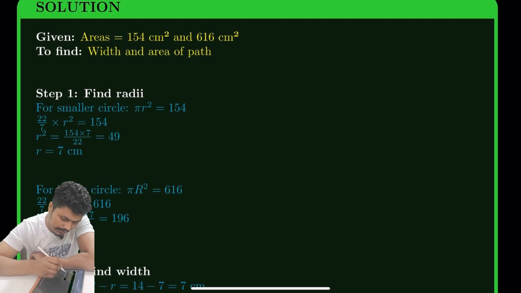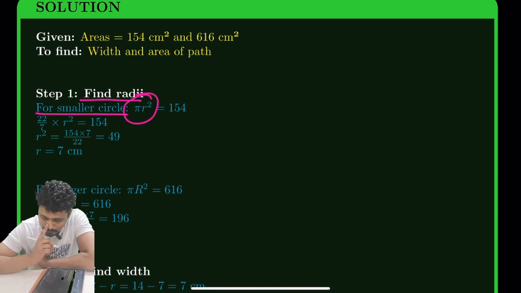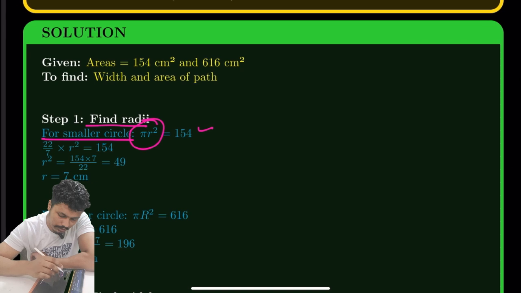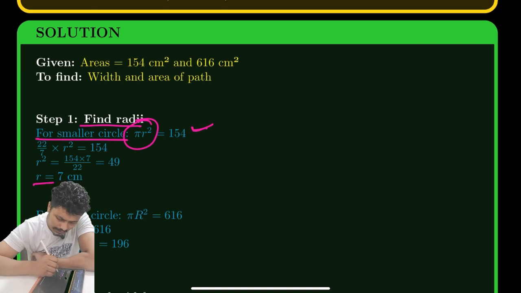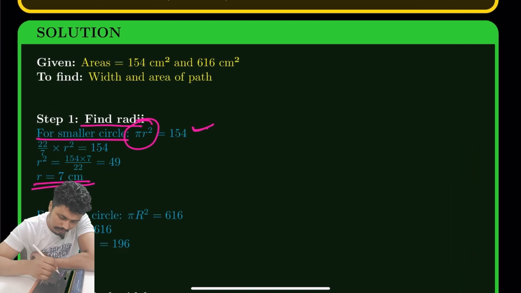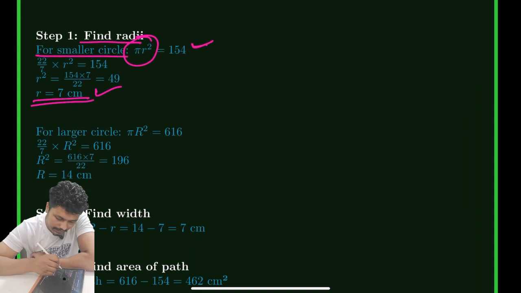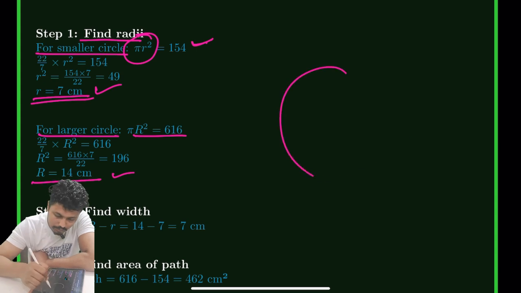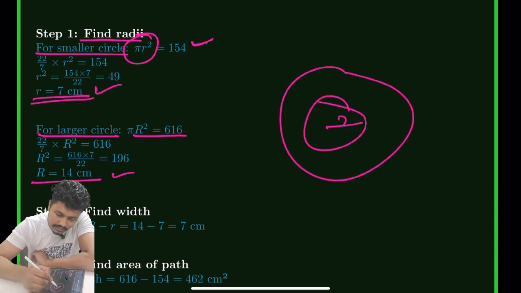First, find the radii. For the smaller circle, it is pi r square. Simple, right? Pi r square is given as 154. From here, I can find out r to be 7 centimeter. So by calculating from this, I got the first radius. For the larger circle also, I can find the radius, 14 centimeter. So I have two circles. One inside is 7 centimeter. The outside one is 14 centimeter.